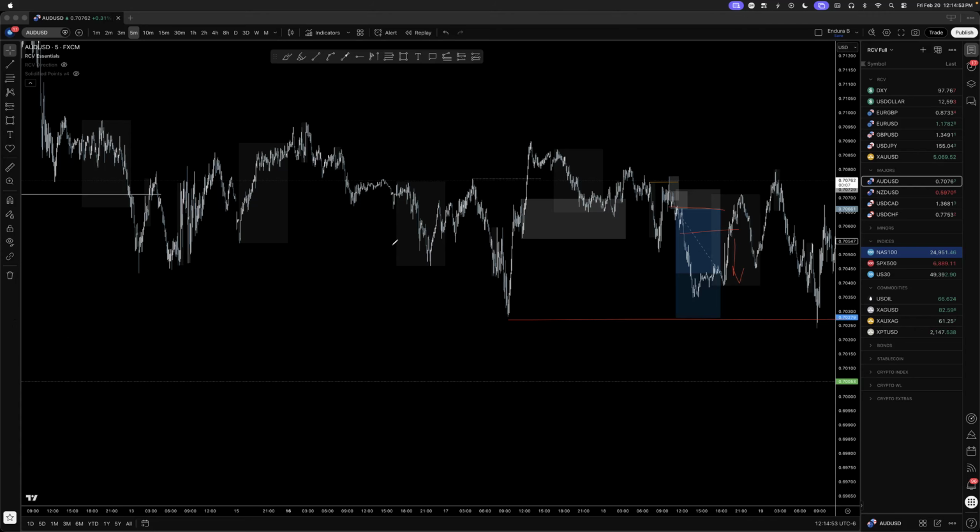Because what you need to understand is, even if we break this and then we still continue lower, at the point of breaking this, we are technically bullish, and it requires then another transition internally to consider it bearish again, right?